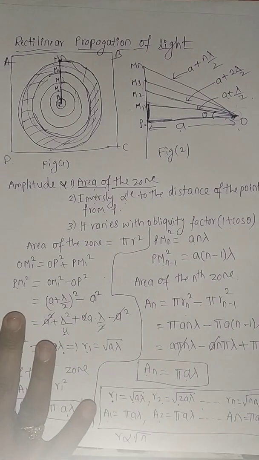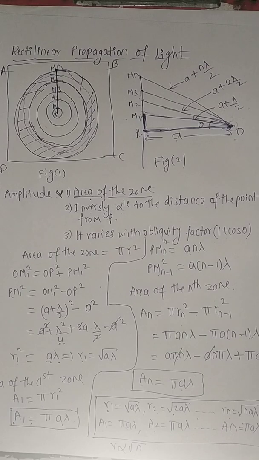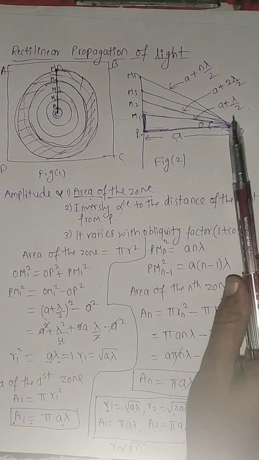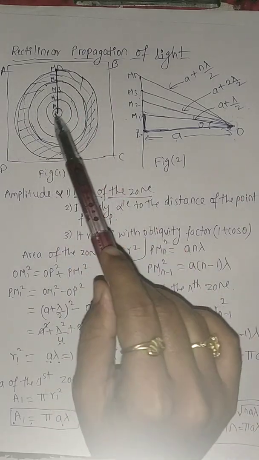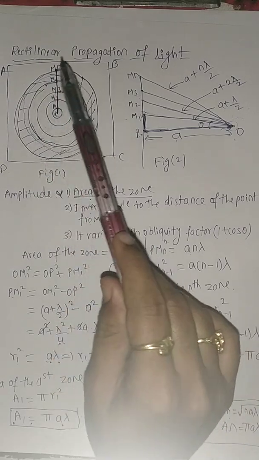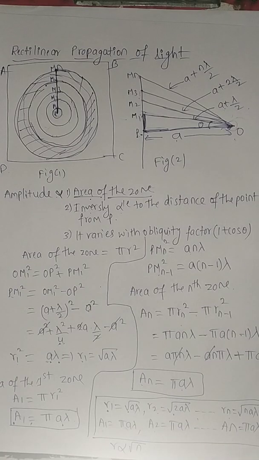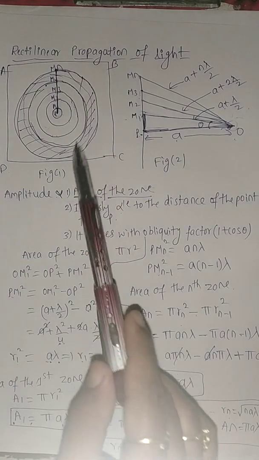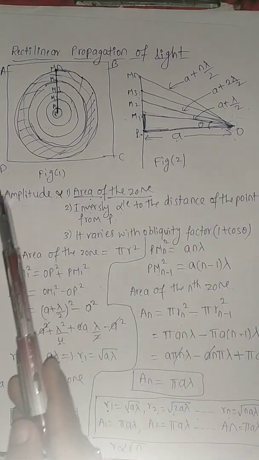So once again, rectilinear propagation of light is nothing but the light always moves in a straight path. By taking the last point, what we concluded is that if you want to get the resultant effect at any point, then a wavefront must be divided into a large number of half period zones. So that is why we divided this ABCD wavefront into a large number of circles like M1, M2, M3, M4 up to Mn, so that we get the resultant effect at point O. Now the question here: in the rectilinear propagation of light, what is the intensity at O?